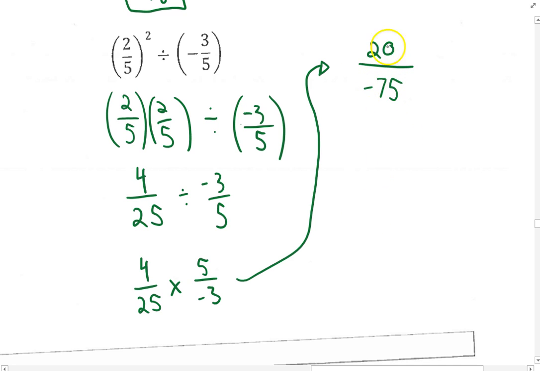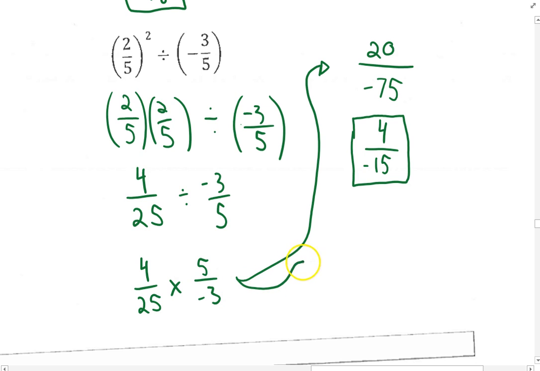Now I notice both of these are divisible by 5. So 20 divided by 5 would give me 4. And 75 divided by 5 would give me 15. And because there's a negative here, I'll leave that there as well. This I cannot reduce further, so this would be my final answer.